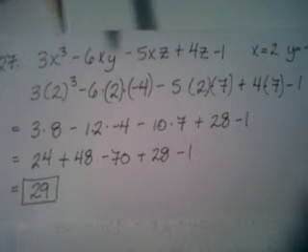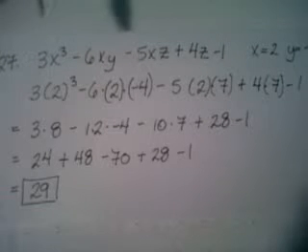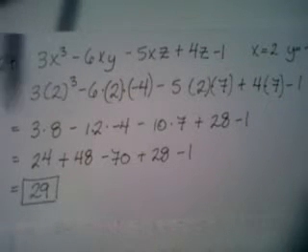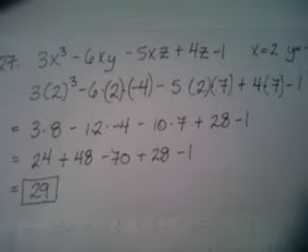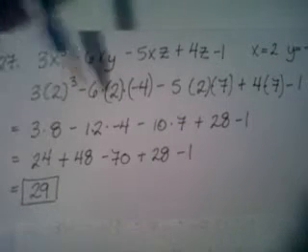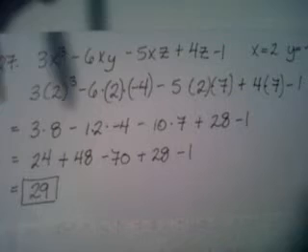PEMDAS rules say parentheses are first. In this case, these parentheses actually mean multiplication. So after parentheses comes exponents. So I need to do the 2 cubed, so 2 cubed is 8. And then PEMDAS: parentheses, exponents, multiplication and division. So multiplication and division go from left to right. So I'm going to do 3 times 8, I get 24. Here I did negative 6 times 2, and that gave me a negative 12. And I had my negative 4. Negative 5 times 2 gave me a negative 10, and I still had my times 7. And then 4 times 7 is 28, and I still have my minus 1.